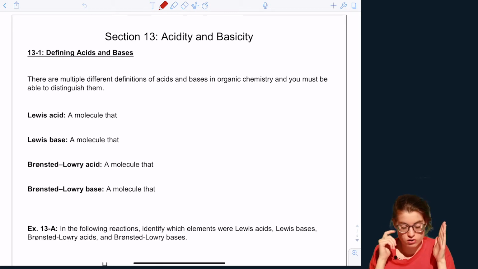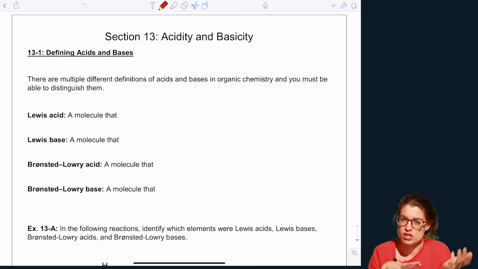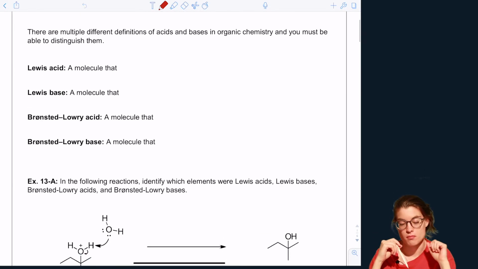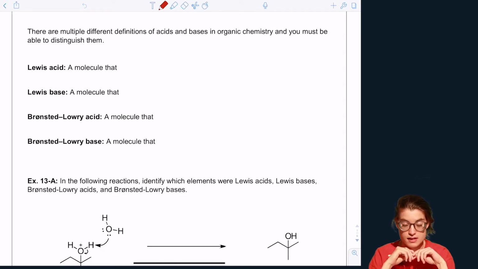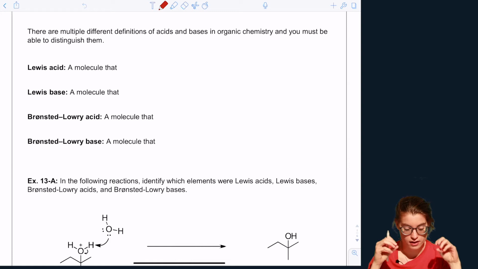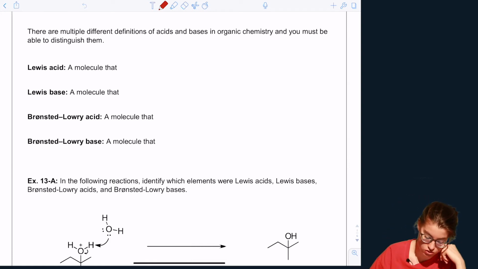There are 3 different definitions that we cover in Gen Chem: Arrhenius, Lewis, and Bronsted-Lowry. But for the orgo section, we're just going to be focusing on Lewis acids and Bronsted-Lowry acids and bases, okay? I like to start with the Bronsted-Lowry acid and base definition, because to me it's really the thing that has kind of been told to me over and over. A Bronsted-Lowry acid is a molecule that donates a proton.